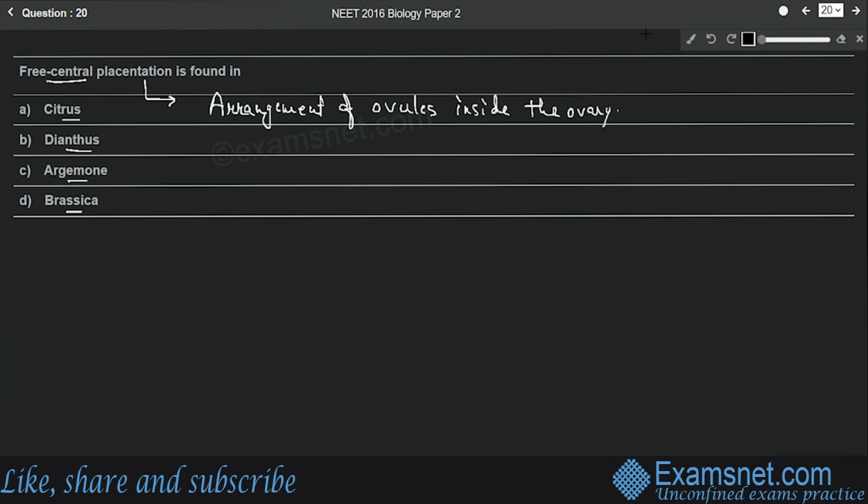Now there are several types of placentation. First one is the marginal placentation. As the name suggests, here the ovules are arranged on the margin of the ovary. Like this, if this is the ovary, then ovules are on the margin. And the example of such kind of placentation is pea.